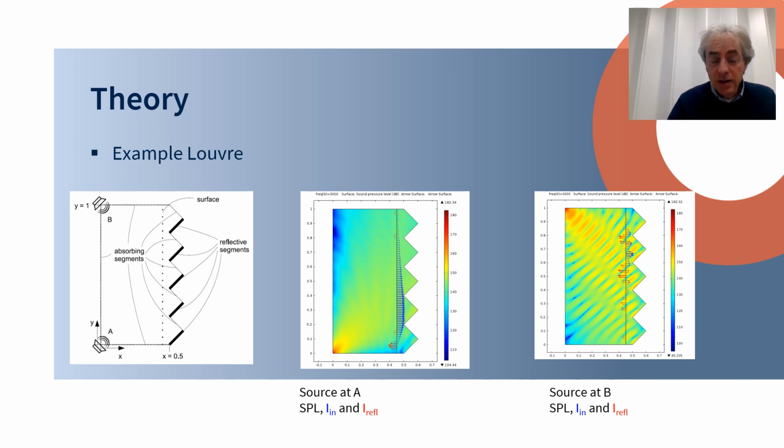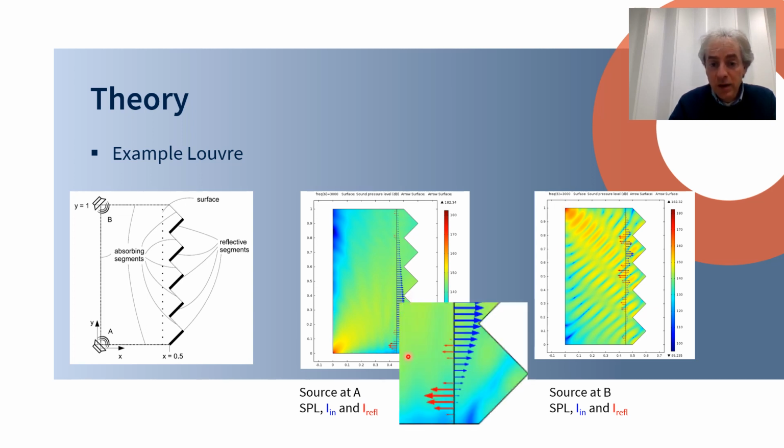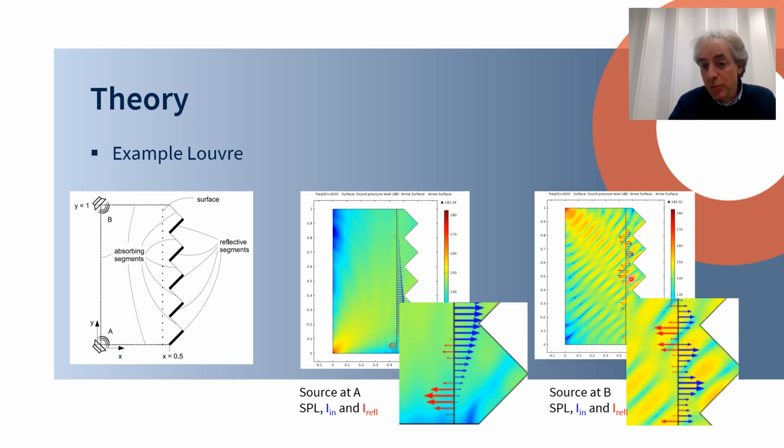So when we go back to the example I showed before, you see the sound pressure levels here when the source is at A, and here you see the sound pressure levels if the source is at B. And in addition, you see the incident intensity based on the local plane wave method. Here you see a large incident intensity and just a limited reflected intensity close to a reflective segment here. While in the other picture, where you expect much more reflection, you see a variation of the incident intensity. In blue and in red you see the reflected intensity, which is a bit larger as opposed to the situation where the source was there at A.